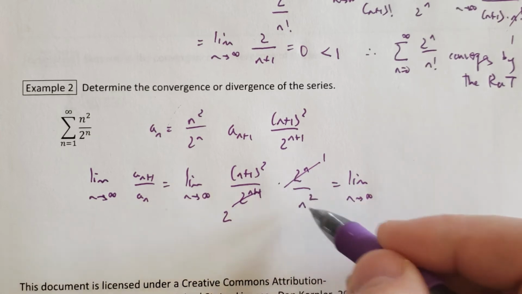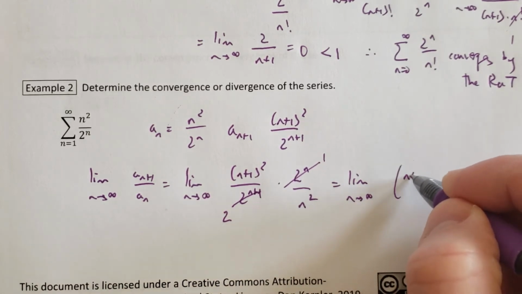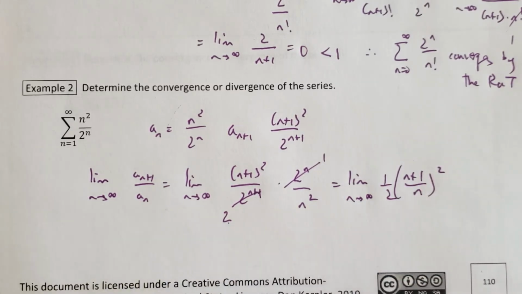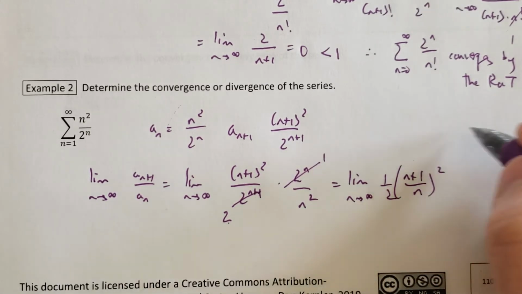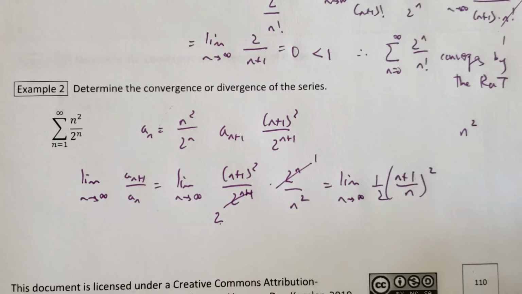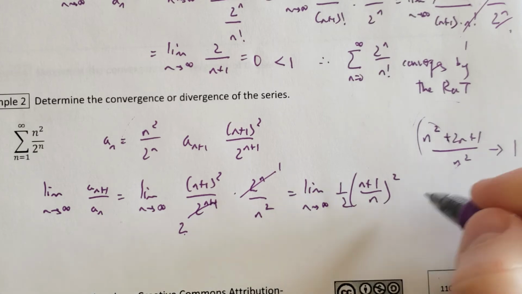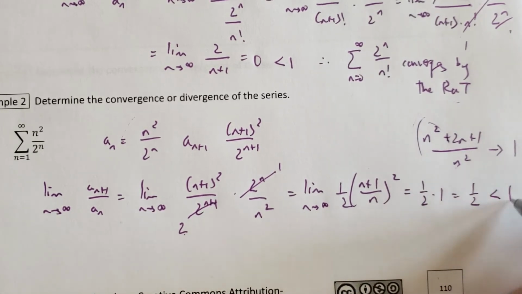(n plus 1) over n, squared. And then there's a 1/2 here because of this 1/2. So the (n plus 1) over n squared, if you wanted to multiply that out, that would be n squared plus 2n plus 1 over n squared, and the limit as n goes to infinity is 1. So this is equal to 1/2 times 1, which is 1/2, which again is less than 1.